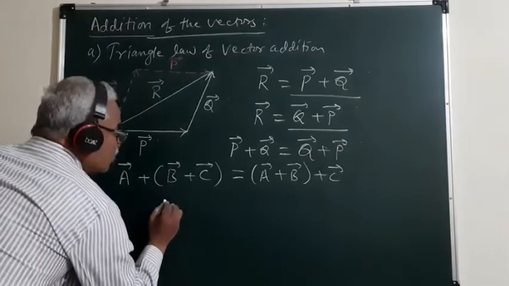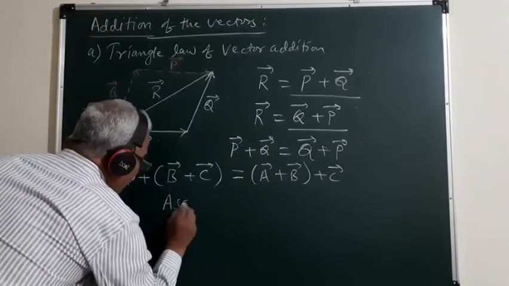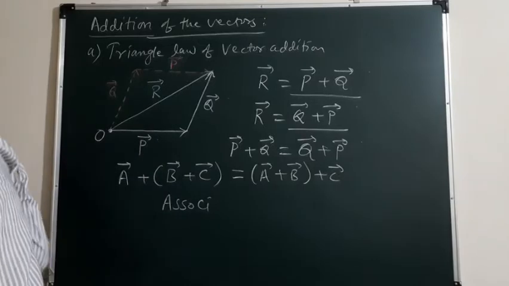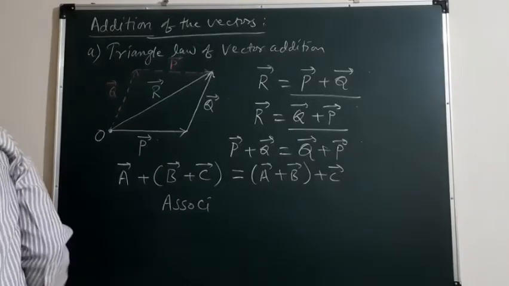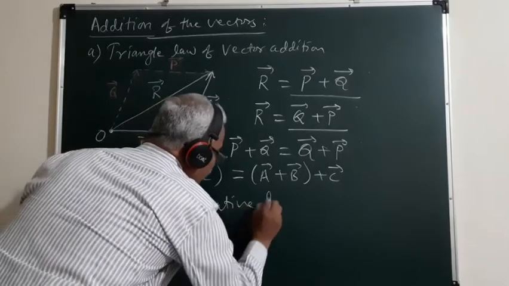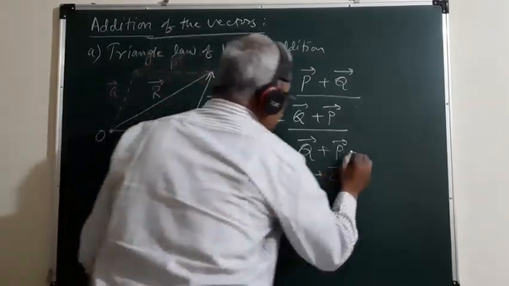This is the associative law. And this is the commutative law.